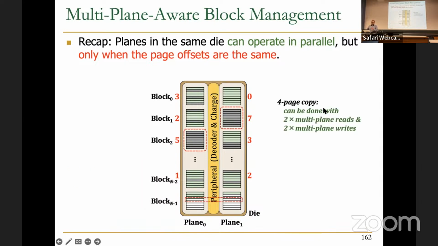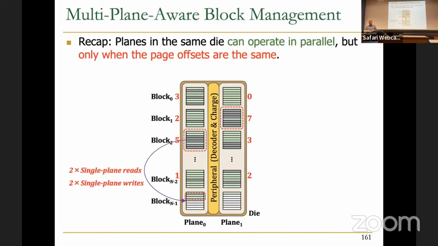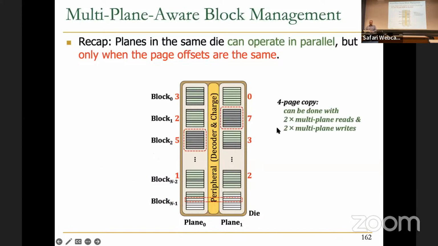So you can see that we had 4-page copy. That's the number of copies that we had. But after all, we had 4-page copies, like 3 reads here and 1 read here. And we could have done it with only 2 multi-plane reads and 2 multi-plane writes, essentially.